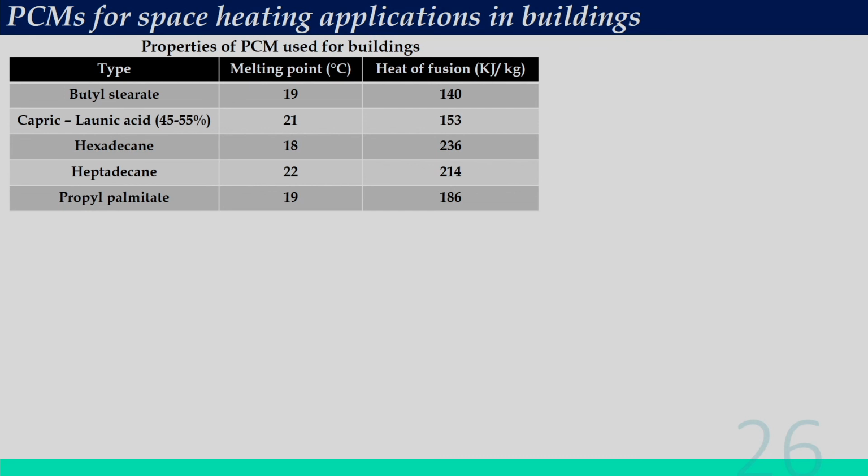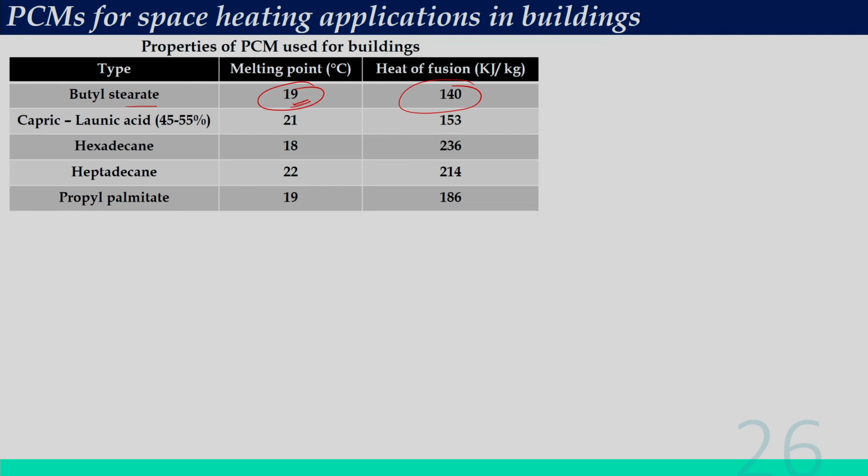So, this table shows the properties of PCM used for thermal comfort in buildings. These are the different types of PCM used for buildings. Suppose we need to maintain a temperature of say 20 or 21 degrees, then we need to go for this kind of material, butyl stearate, where the melting point is about 19 and the heat of fusion is about 140. That way we can decide the kind of material to be used for a specific application.